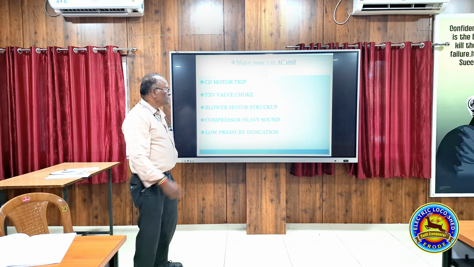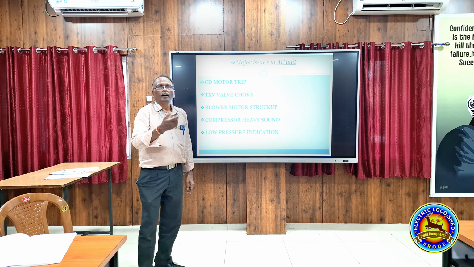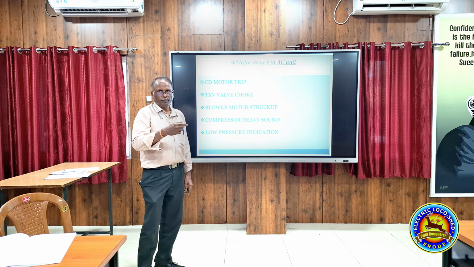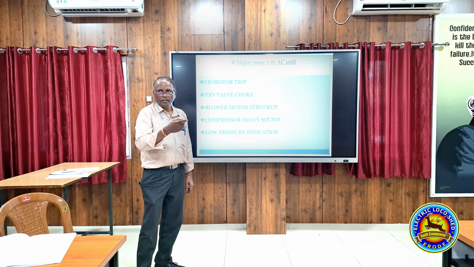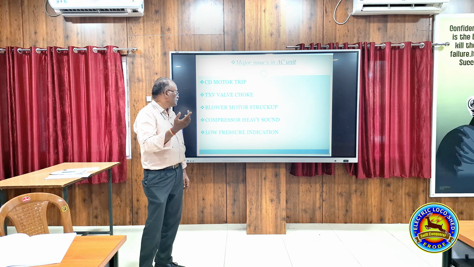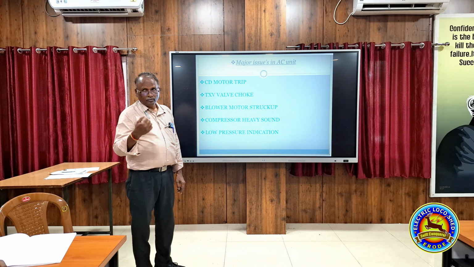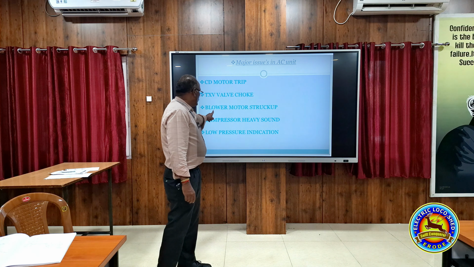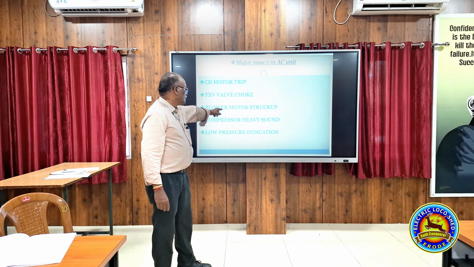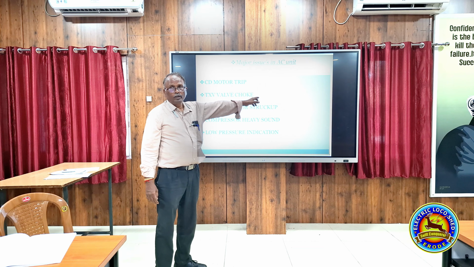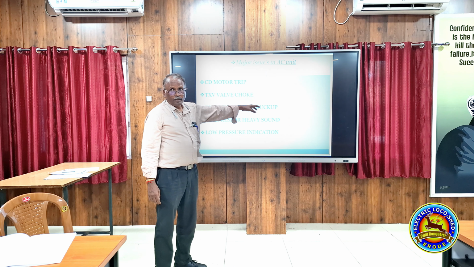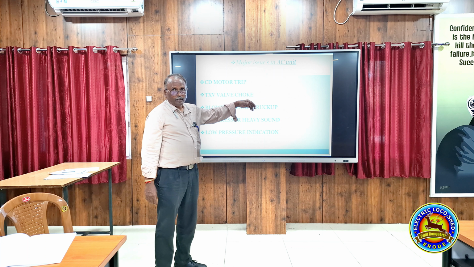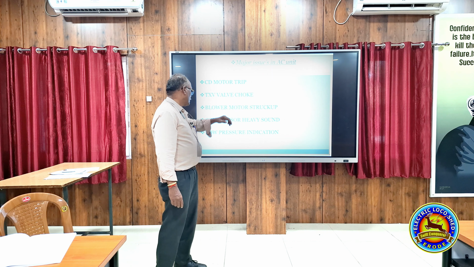TXV valve choked: it is provided in the circuit between the compressor, the evaporator coil, and the TXV valve before the cooling coil. If it is blocked, then the AC will not work and circulation will not be proper. Blower motor: if it is stuck up, has unusual sound, or is not working, or the evaporator is not proper, that problem will come.